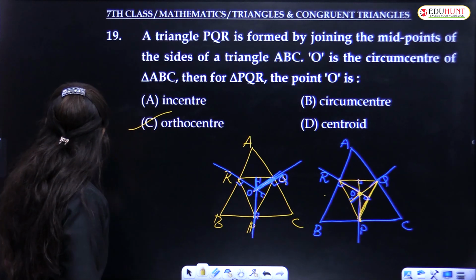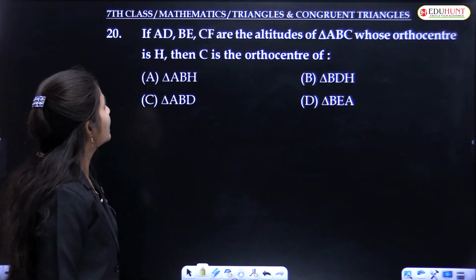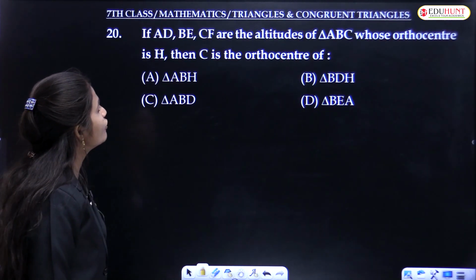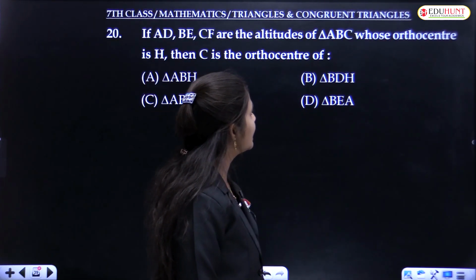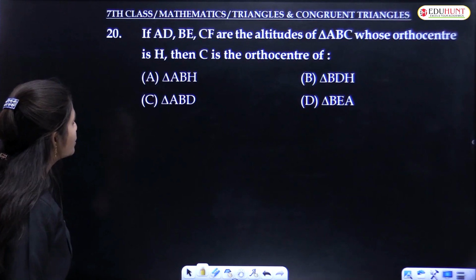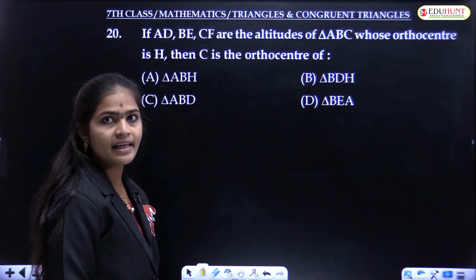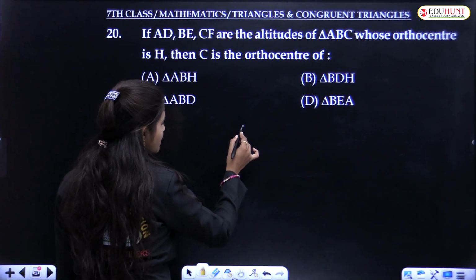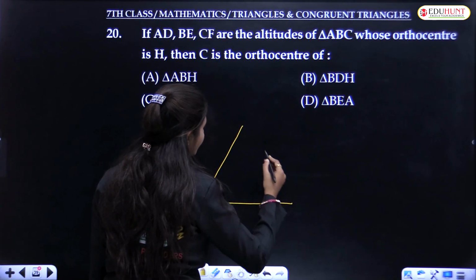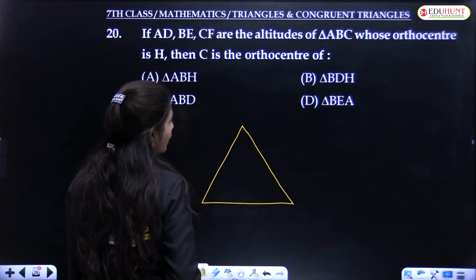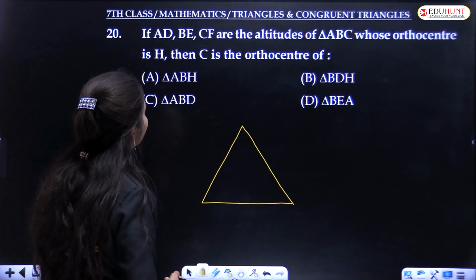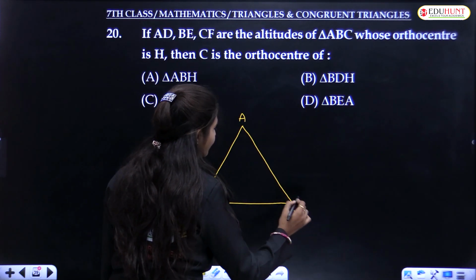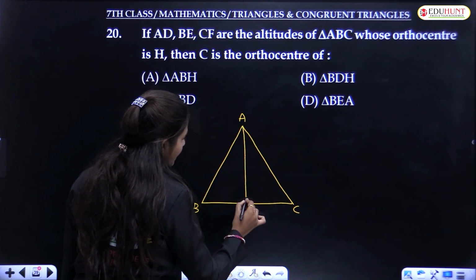So next one. Children, say the next one: if AD, BE and CF are the altitudes of triangle ABC whose orthocenter is H, then C is the orthocenter of what? C is the orthocenter of. Children, observe this question also very carefully. Here AD, BE and CF are the altitudes, which means ABC is a triangle. So here we have to draw the altitudes.